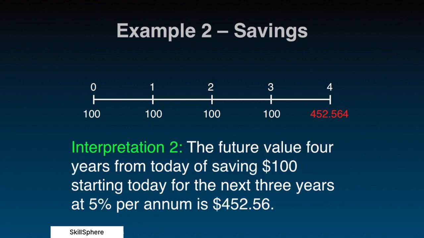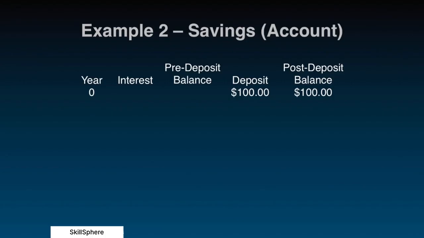Interpretation 2. The future value 4 years from today of saving $100 starting today for the next 3 years at 5% per annum is $452.56.